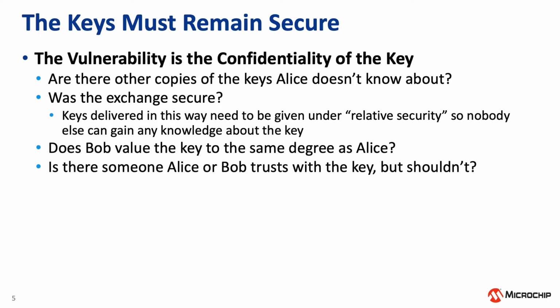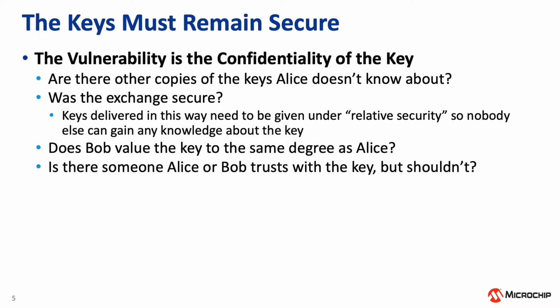Was the exchange secure? When Alice gave Bob that key, it needs to be under an umbrella of relative security. She needs to make sure, or they both need to make sure, that nobody was able to get any information about that key. No pictures, no imprints, no anything. So it has to be a secure exchange.